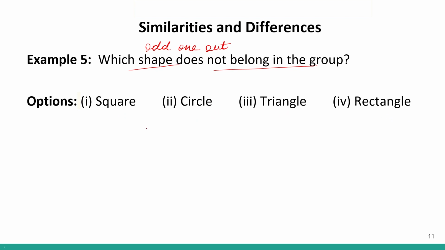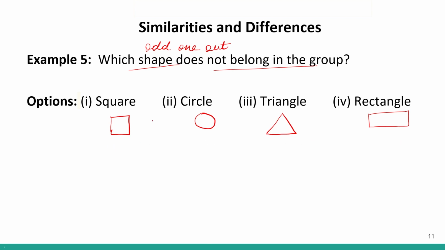So let us use a different logic. A square looks like this. Similarly, a triangle looks like this. A circle looks like this. And a rectangle looks like this. So if I look at the number of sides, here we have 4, here we have 4, here we have 3, here we have only one side, or there are no sides, right? So again, no logic can be formed now.